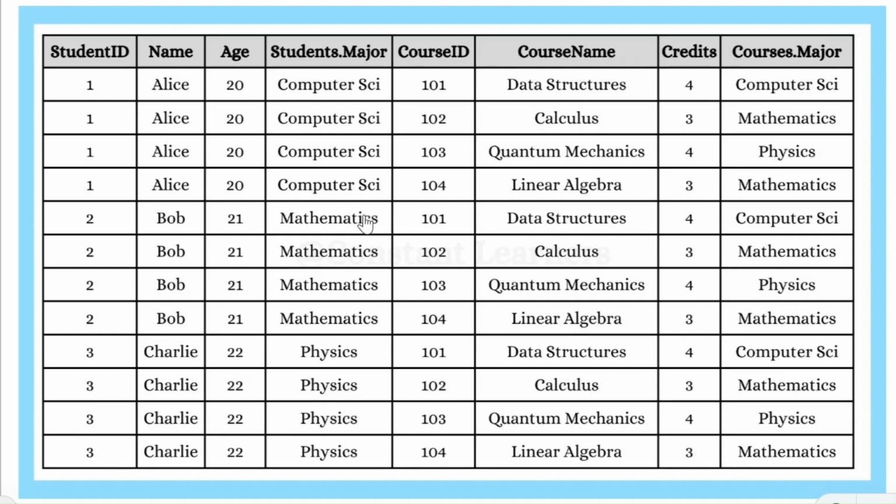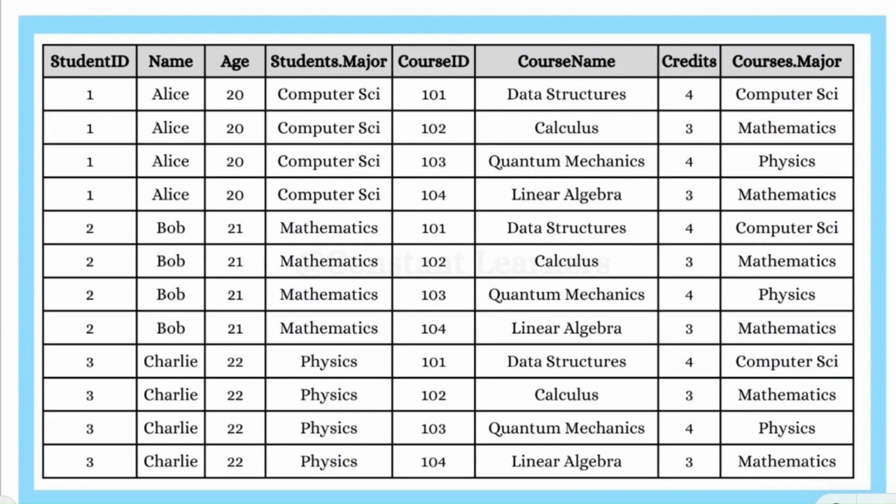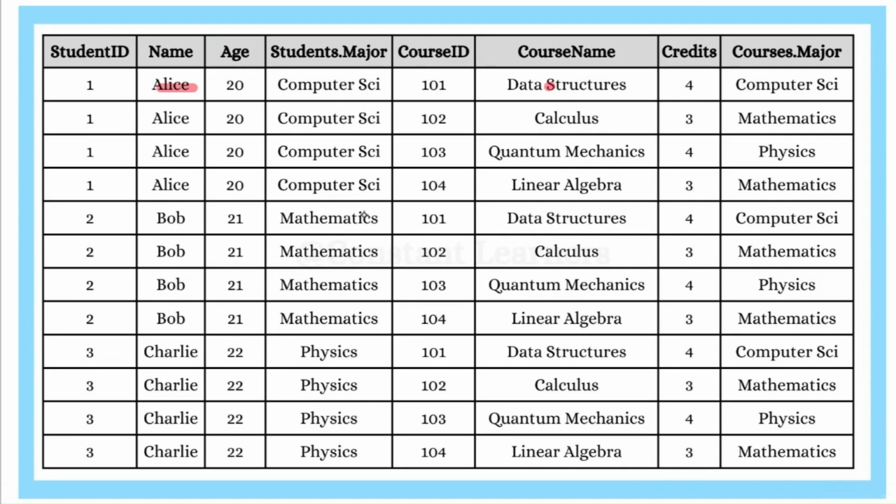See, the first student here is Alice, and she's taking computer science. She'll be associated with all of these 4 rows. That is data structure, calculus, quantum mechanics, and linear algebra. So here we have Alice with data structure, calculus, quantum mechanics, algebra. Next, Bob will be associated with again the 4 rows of table 2, and Charlie will also be associated with the 4 different rows of table 2, right? I hope that until here this was clear.